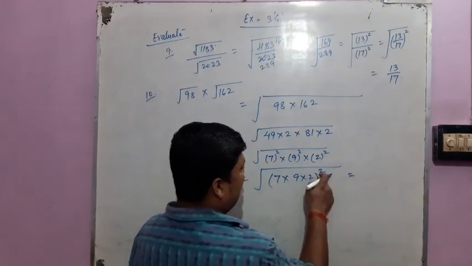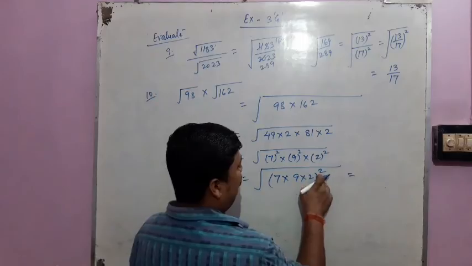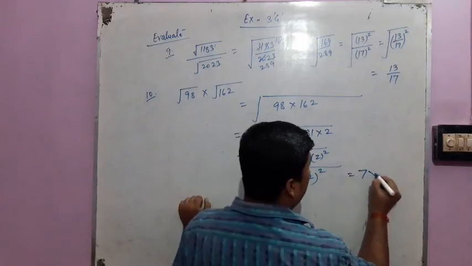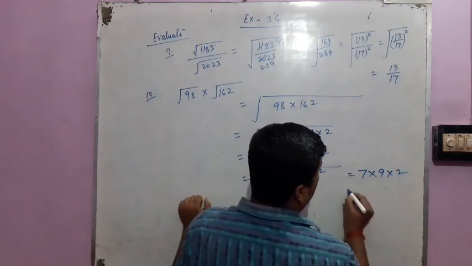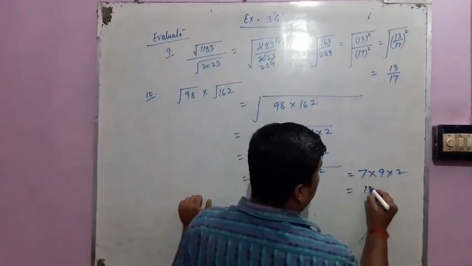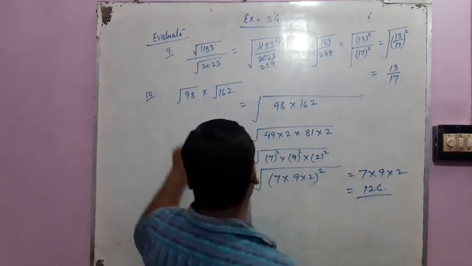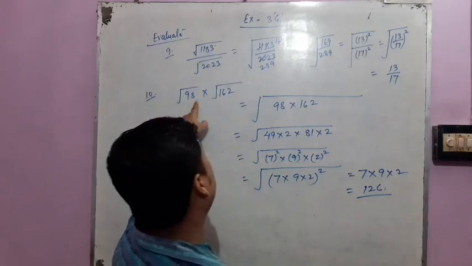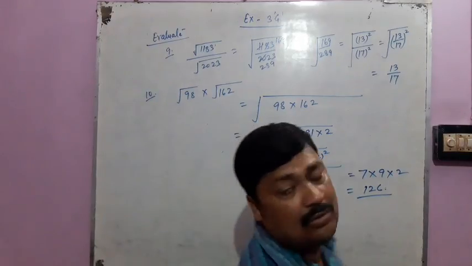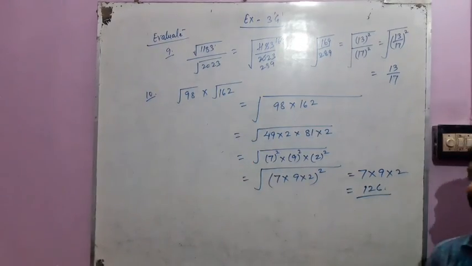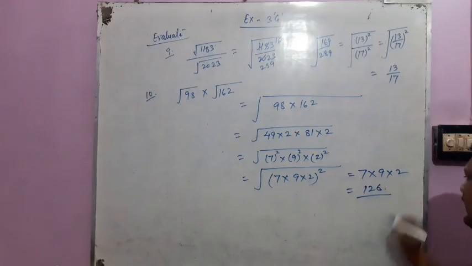Now as per the square root law, from the square the one number will come out here, 7 into 9 into 2. 9 7 is 63, 63 2 is 126. So when you multiply under square root 98 with under square root 162, the product will be here 126.